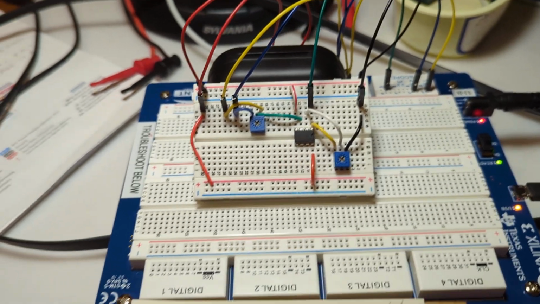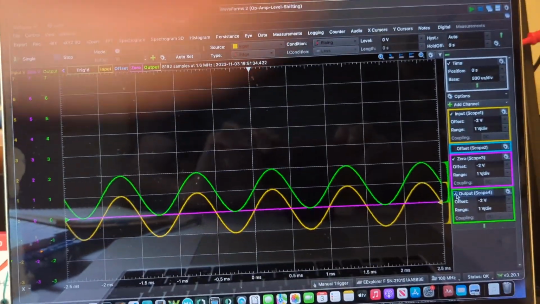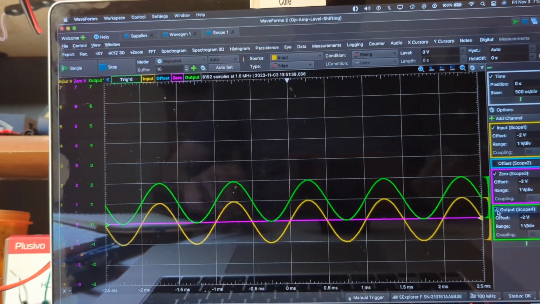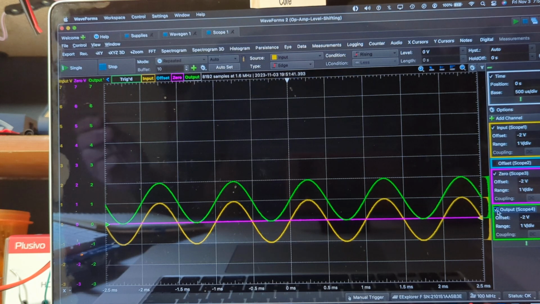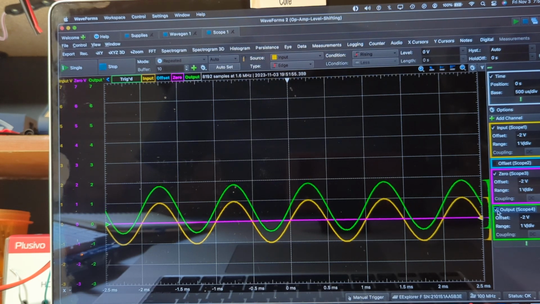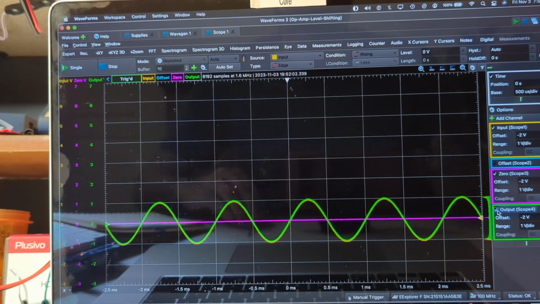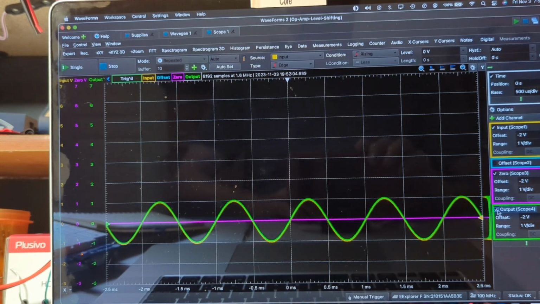Okay, back to the scope. We'll look at what happens here. The first thing I'm going to do is just show how we adjust the offset itself, the level shift, if you will. And that's by using that trim pot on the left, shown in that diagram. So if I turn both of these trim pots to zero, what's happening is the two signals, the input and output, are equivalent.